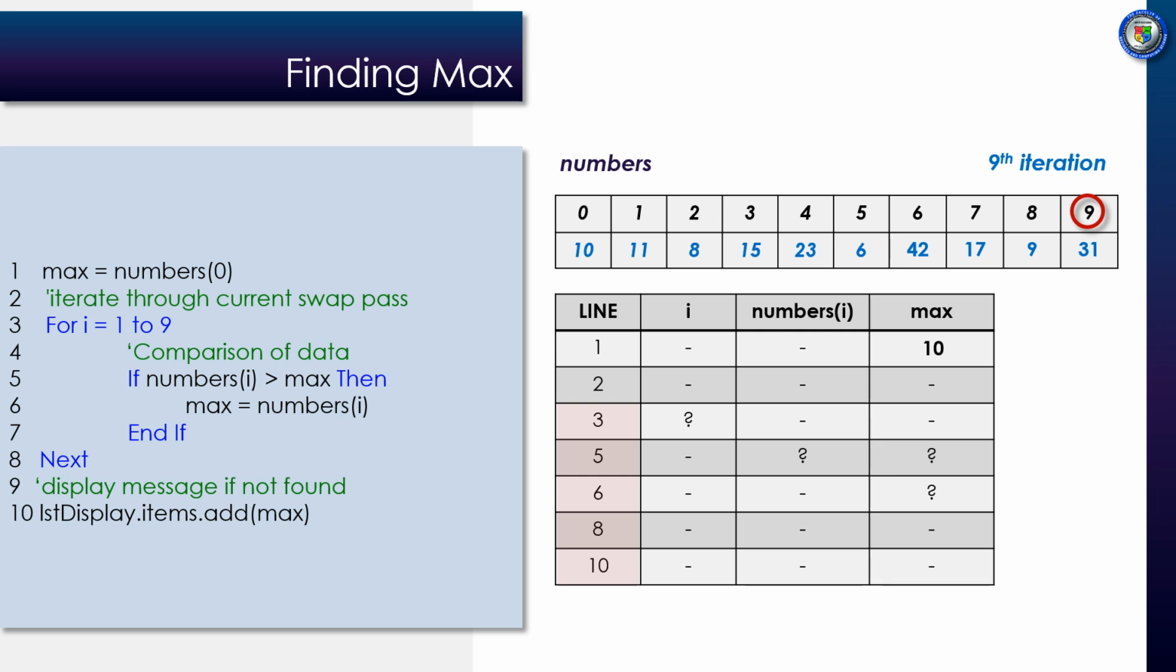We will finally traverse through the entire array, where i is now 9. Numbers[i] is 31. Is that greater than 42? It is not. That condition is not met, therefore max remains at 42. And we exit our loop and go to line 10, where we display our maximum value, which is 42.